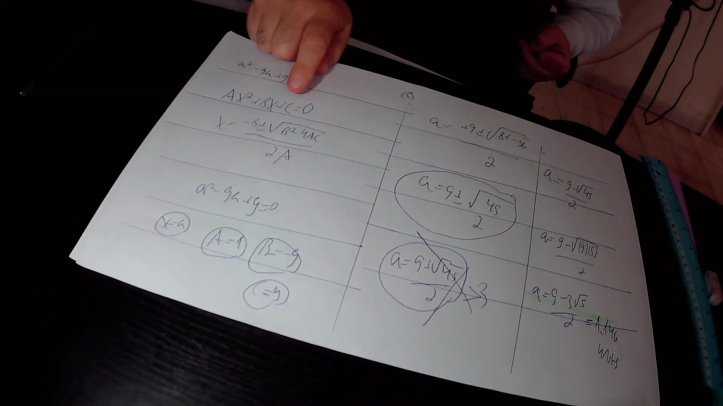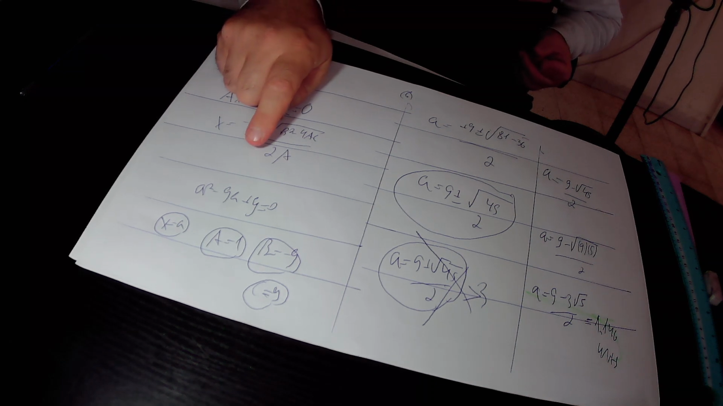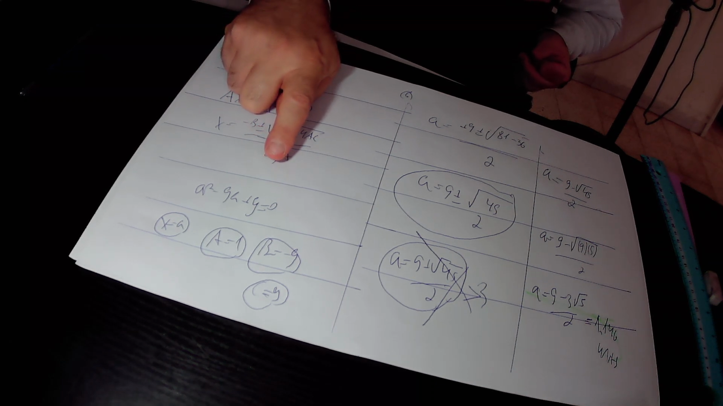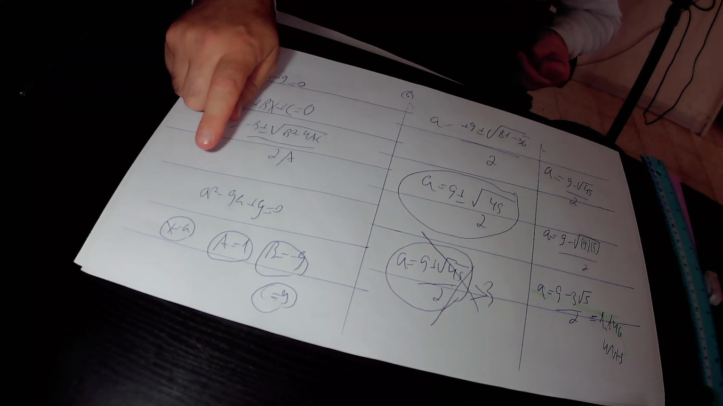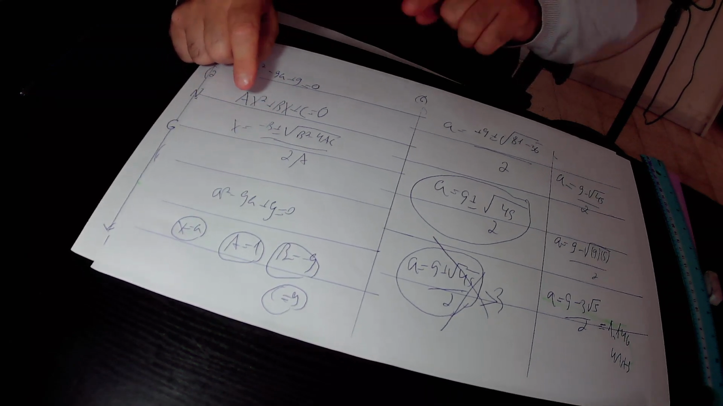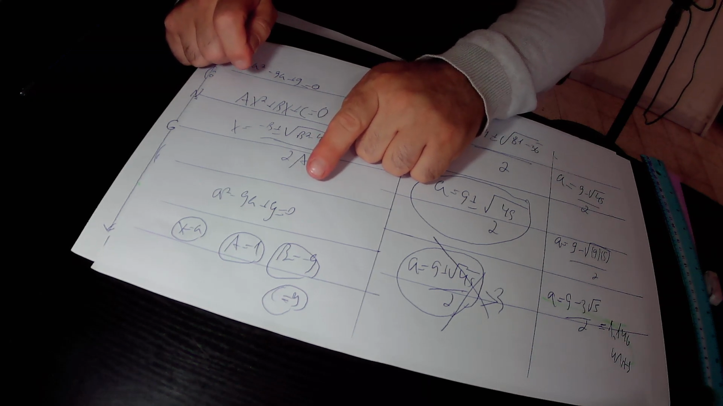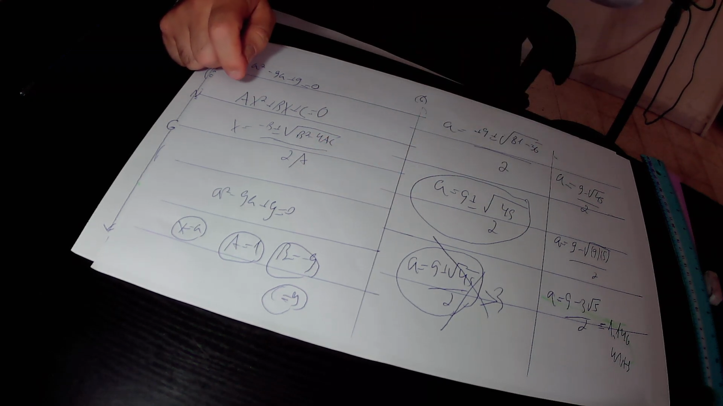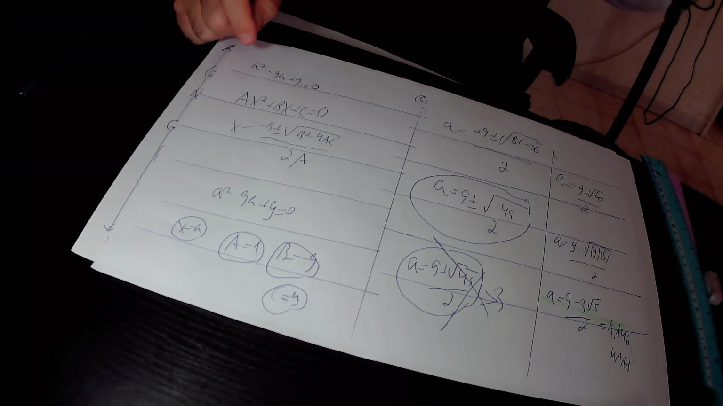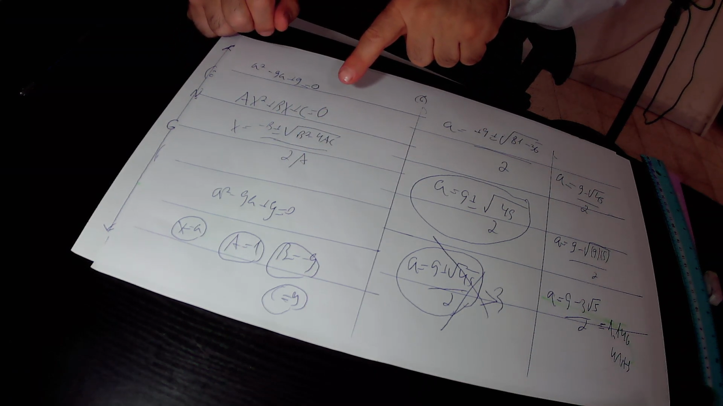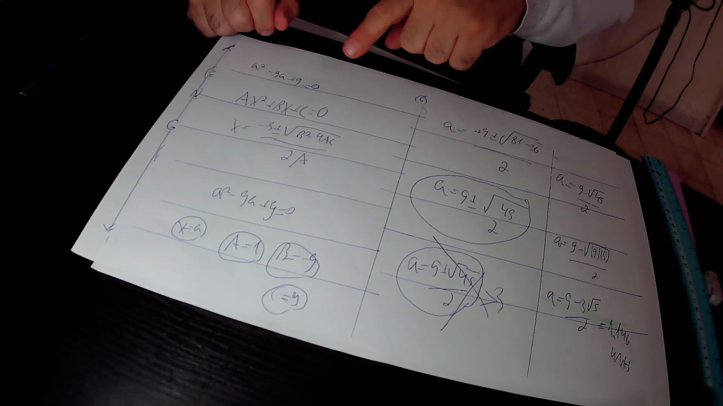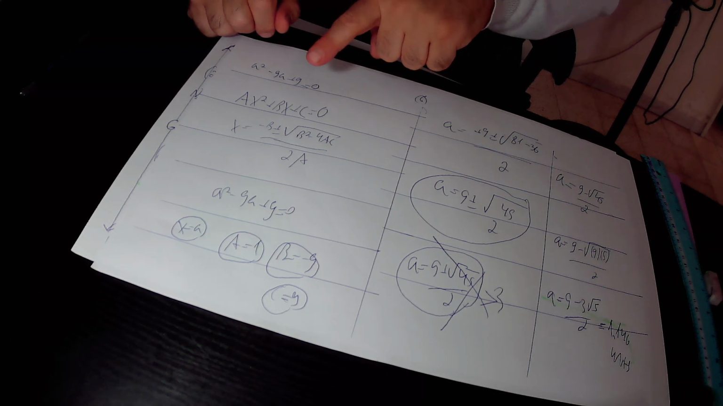In our specific quadratic equation, that is to say a squared minus 9a plus 9 equals 0, the variable that we are looking for is a, so x equals a. The coefficient a equals 1, the coefficient b equals minus 9, and the coefficient c equals 9. The only thing left to do is to put the data of our specific quadratic equation inside this general formula for x, and we find the values of a, because x equals a.